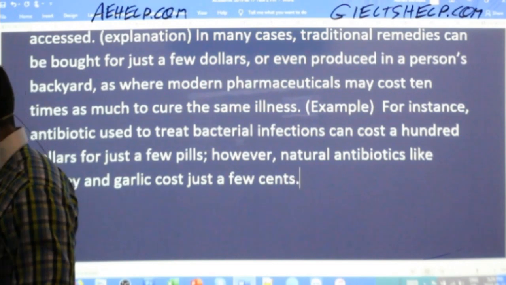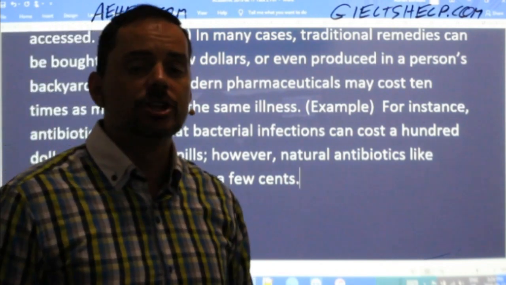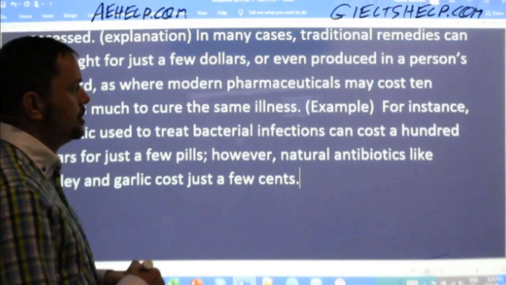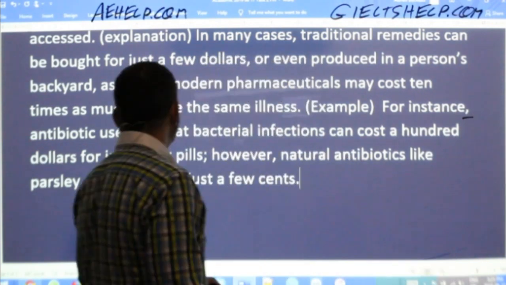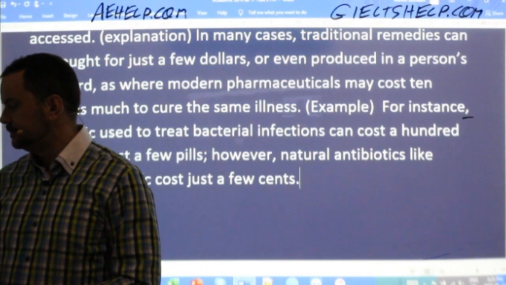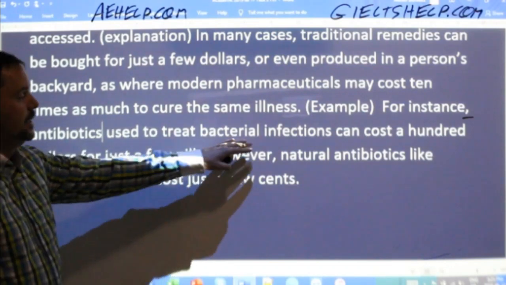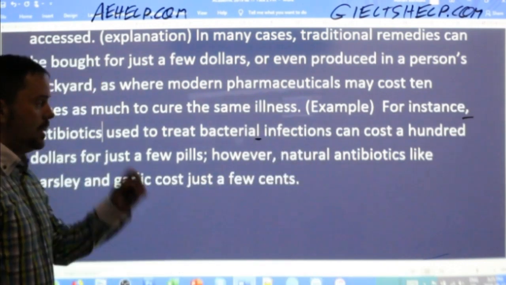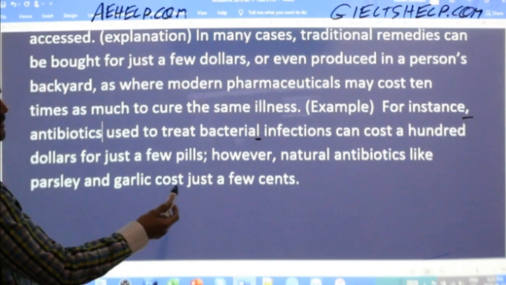So here, students and members, the class that we just had for punctuation, so bringing a little bit of that punctuation into this lesson as well. Notice that here I have my leading expression, for instance. I'm following that with a comma. Antibiotics used to treat bacterial infections. Chantal, it's bacterial, adjective for that noun. Infections can cost $100 for just a few pills.